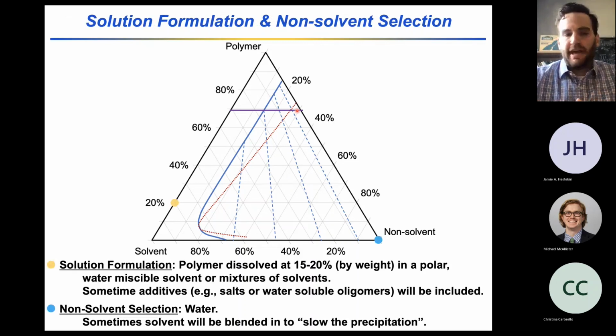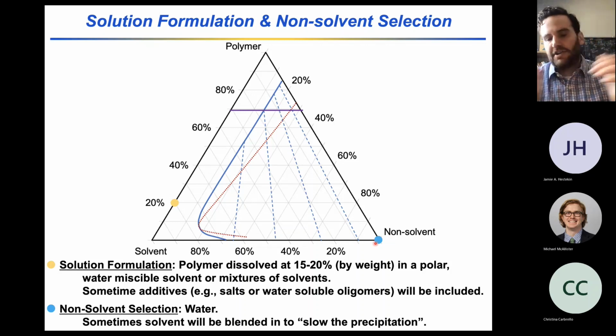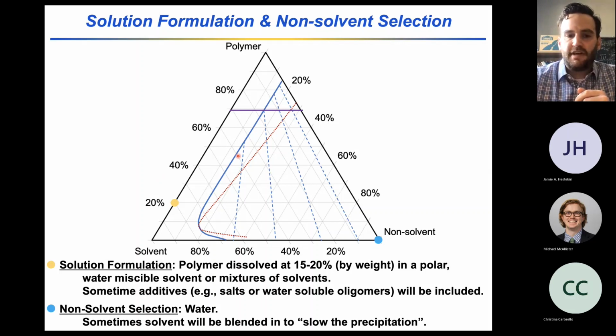And so with that discussion of the casting solution and the non-solvent, I'll mention that as first approximations, the casting solutions have about 15 to 20% polymer dissolved in a polar water miscible solvent, or potentially a mixture of solvents. And then the non-solvent is often water. You want the rapid precipitation afforded by the large difference in solubility parameters, or you want this binodal curve to be relatively close to this edge of the ternary phase diagram. You can blend some solvent in to slow the precipitation. We'll show an example of that in a couple of slides.